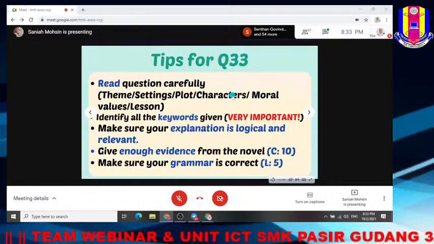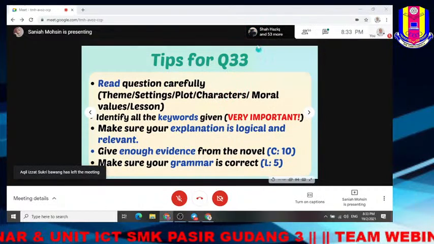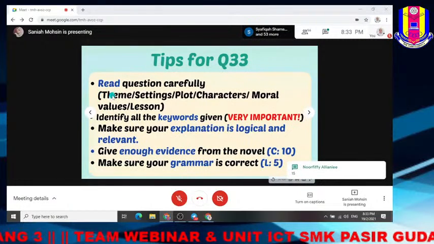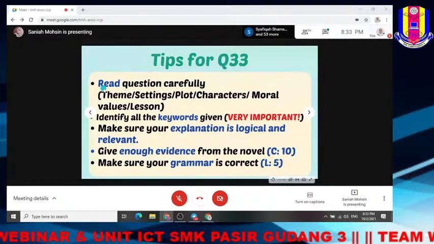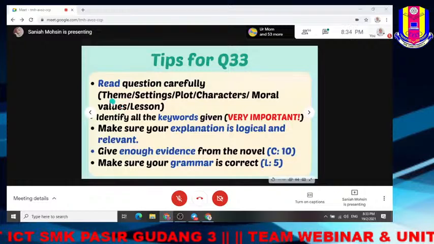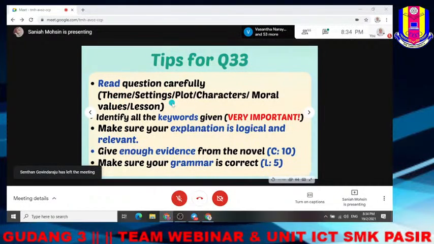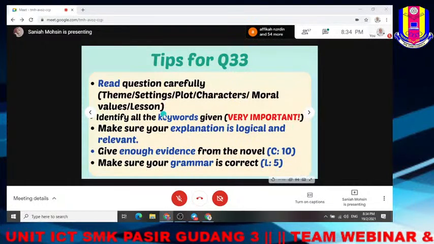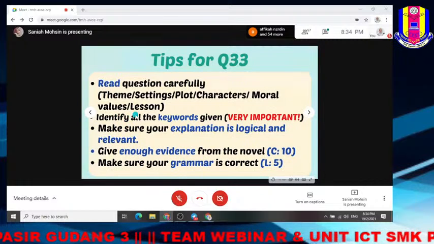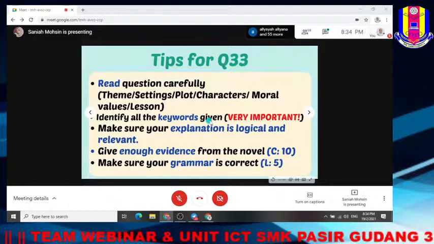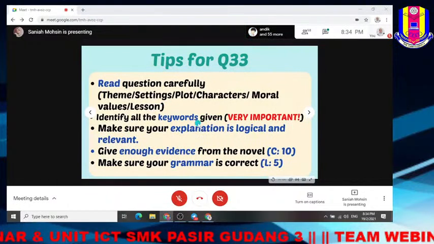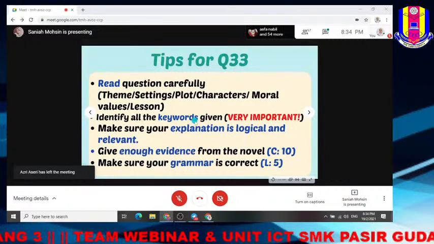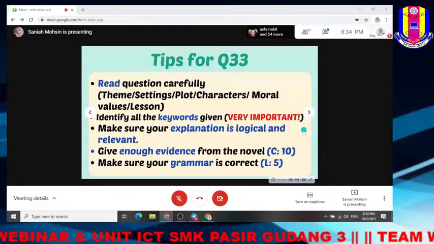Before we start, kita akan cakap dulu what are the tips for question 33. Question 33 ni adalah novel and the last question for paper 2. So what to do adalah, first of all, you must read the questions carefully. Baca betul-betul soalan. Boleh jadi soalan tu dalam bentuk theme, tema, settings, setting dari segi tempat ataupun masa. We have plots, characters, moral values or lessons. After you read the questions carefully, you must identify all the keywords given. Semua keywords yang dibagi. Very important. Contohnya, sama ada dia minta satu event atau 2 event. The word as in the question is very important.